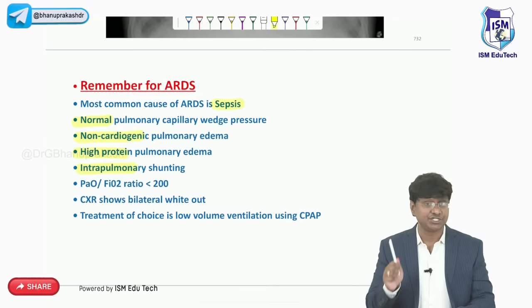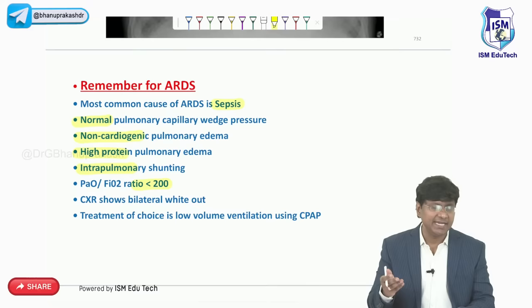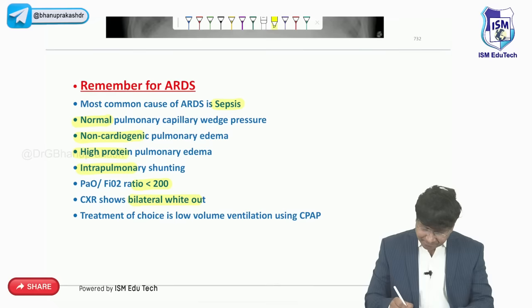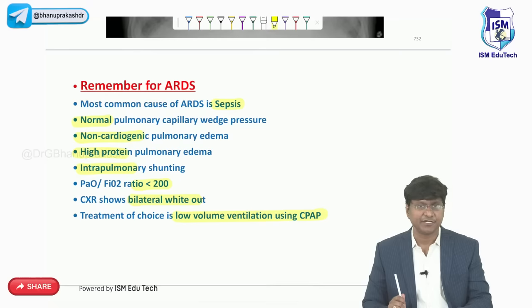And how much will be your PaO2 by FiO2? That will be less than 200, whereas in mild it can be less than 300 also. The chest X-ray will show bilateral white-out lung. What is the treatment of choice? Low volume ventilation with continuous positive airway pressure.